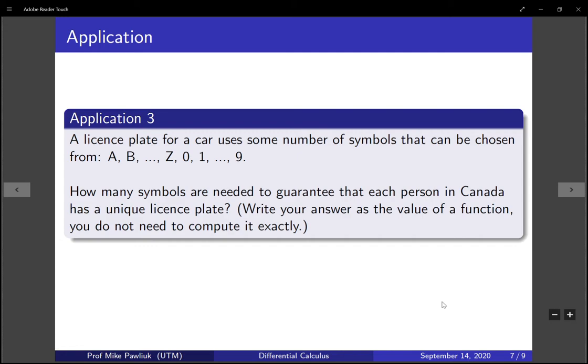Now let's see a third application. A license plate for a car uses some number of symbols that can be chosen from the symbols A through Z and 0 through 9. How many symbols are needed to guarantee that each person in Canada has a unique license plate? And you should write your answer as the value of a function. You don't need to compute it exactly. So take a moment to answer this now.